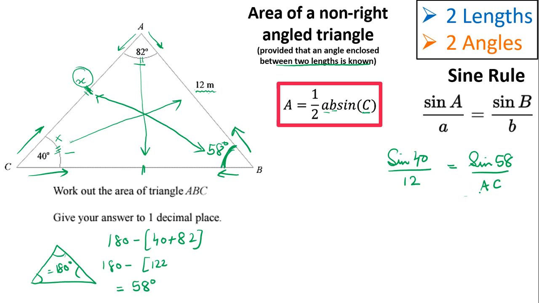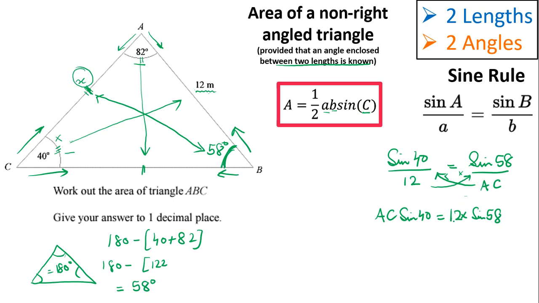Now, first thing, when you have an unknown denominator, it's best practice to take it to the other side and make a single equation, just so that you don't get confused in the end. Now, this AC is in division with the sine 58. When it goes to the other side, it turns into multiplication. Similarly, 12 is in division with the sine 40, goes to the other side, turns into multiplication. So I have something like this: AC times sine 40 equals 12 times sine 58.